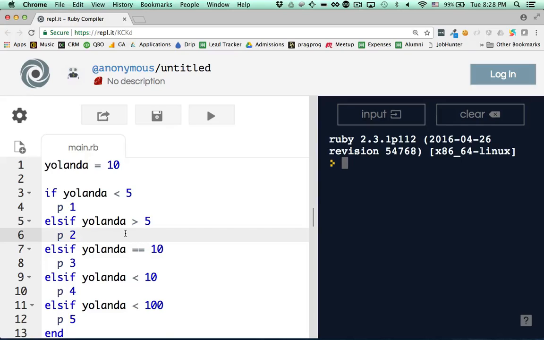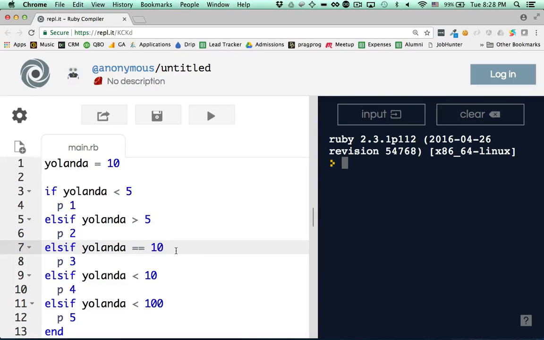Here's the tricky question. Line 7. Else if Yolanda is 10. That's true. Yolanda is 10. But do we print 3 to the terminal? Let's do a vote. Who thinks that it prints? Who thinks that it doesn't print? Okay. Since most people said it doesn't print, we're going to go with that.